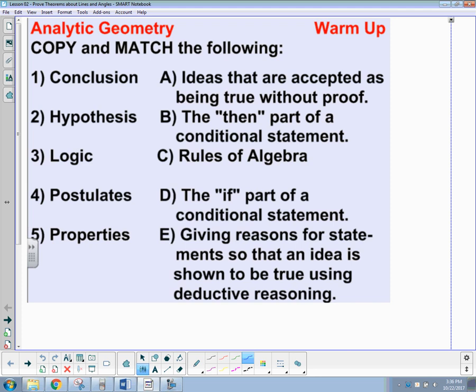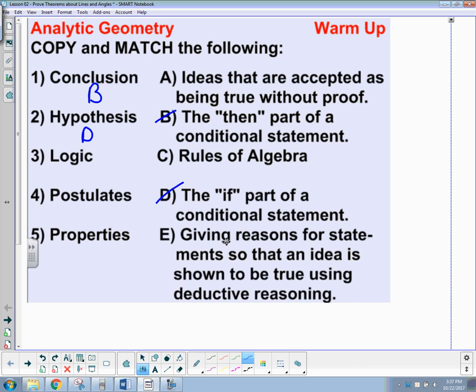Alright, I'm back. So, your answer should have been conclusion. That should have been B. Good. The then part of a conditional statement. Hypotheses will be that first half, which is D. The if part of the conditional statement. We'll cross them out when we get them.